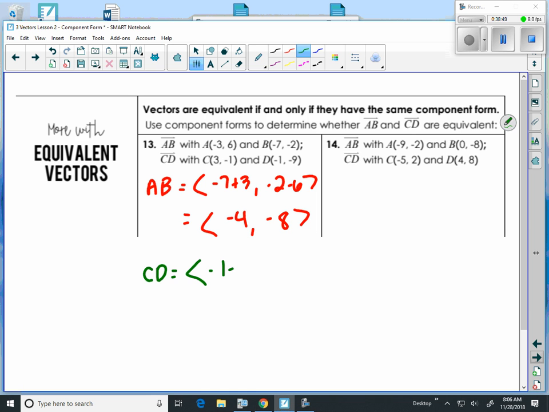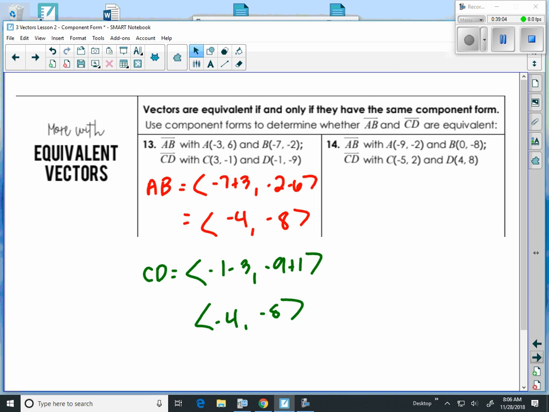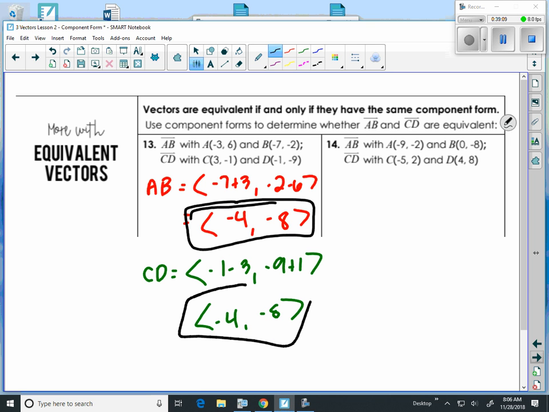So we would have -1 minus 3, -9. That would end up being +1. Okay, watch your negatives on there, double negative. -4, -8. So yes, right here. Okay, because this is the same as this, that shows that they are equivalent.